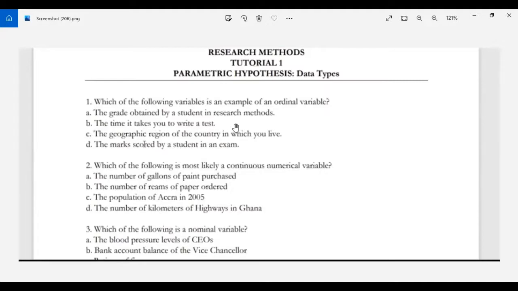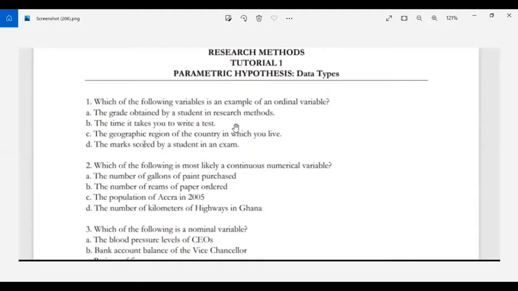All right, so C. The geographic region of the country in which you live. It is categorical and nominal, cannot be ordered. Yes, so we cannot order the geographic region. Right, D. The marks scored by a student in an exam. I think it's numerical and then interval. Or, by a student, then it is ratio. Ratio, yes, because one person can get 0.